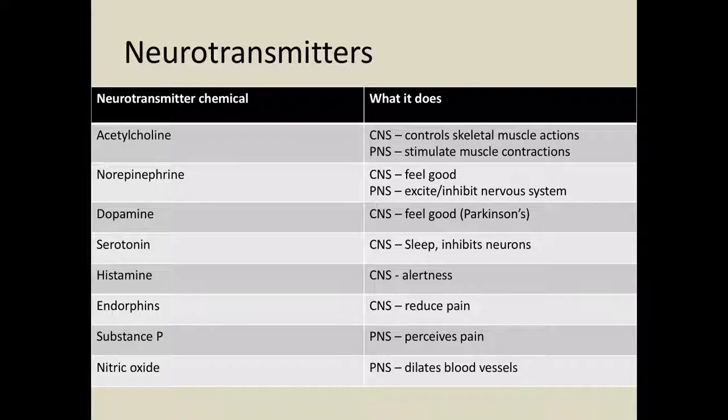Dopamine is the one that, if you have Parkinson's, that's the one that they have trouble with. Serotonin helps you go to sleep. Histamine helps you wake up. Endorphins help you to not feel as much pain. There's one called Substance P that tells you when you are in pain, and nitric oxide dilates blood vessels. Like I said, there's a lot more out there. These are just some examples of different chemicals that work in your nerves.